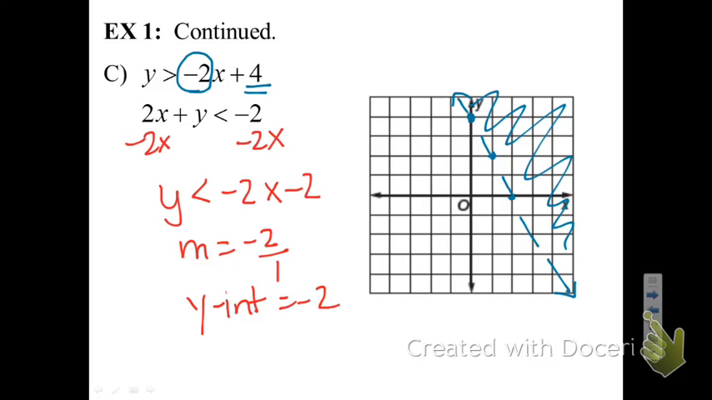To graph that, we go down 2 and apply our slope, down 2, forward 1, down 2, forward 1, or up 2, back 1. It is a dashed line again, and if you notice, these two lines have the same slope. And it reads y is less than, so we would shade below. And these two graphs do not intersect or overlap, so our answer to this would be no solution.